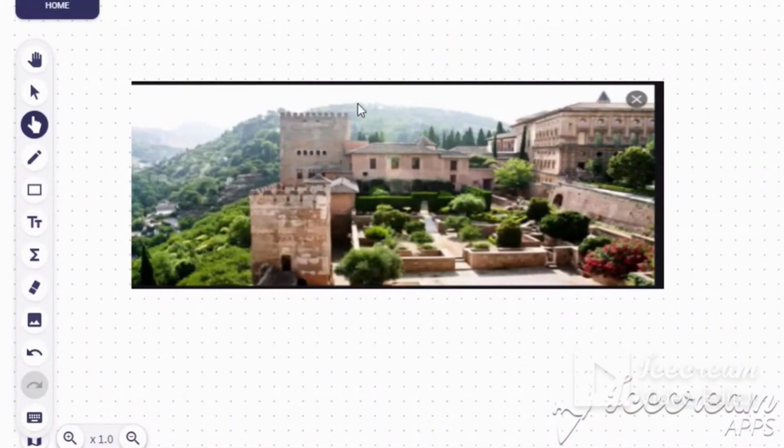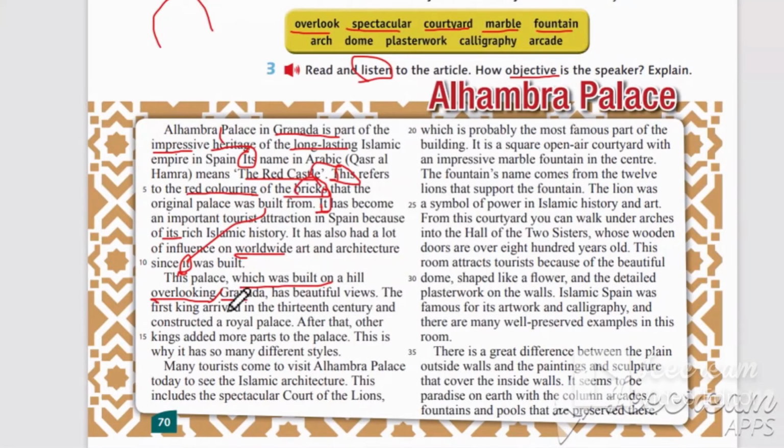Now this is a picture of Alhambra Palace. Look, it was built on a hill, built on a hilltop, and what is it, Miss? Overlooking, looking out over the things below, on top of a mountain or on top of a hill. Okay, Miss? Let's continue.